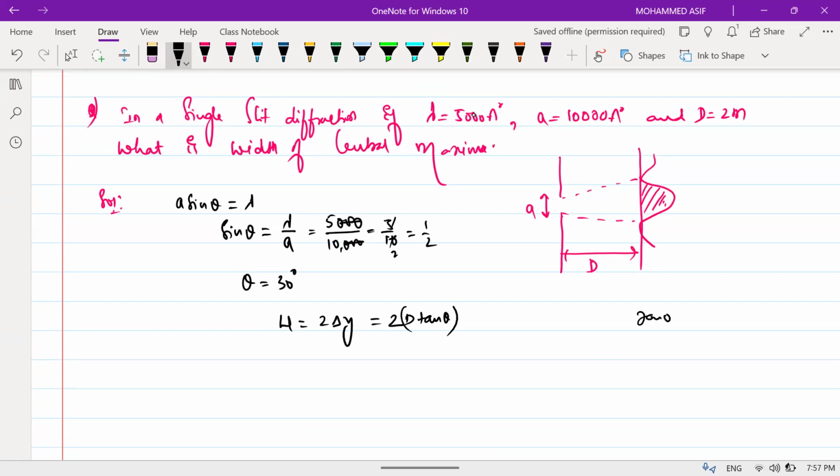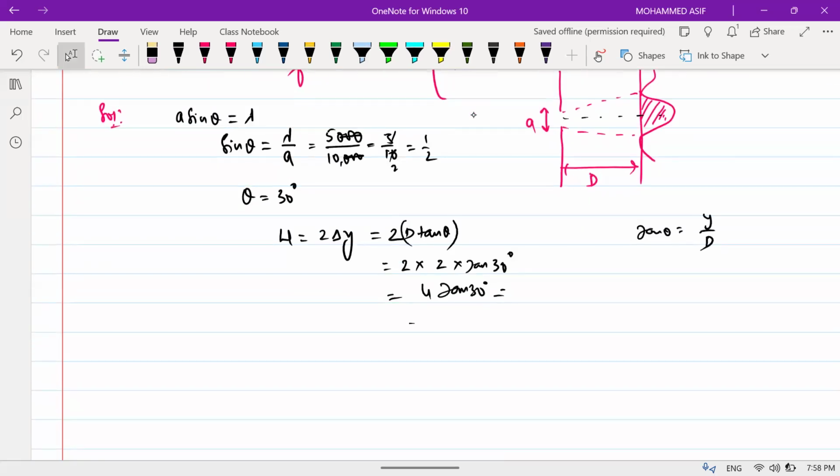Because tan theta is equal to y divided by D, so y is equal to D into tan theta. The width will be 2 times that. So this is 2 into capital D, which is given as 2 meters, into tan 30. So 2 into 2, 4 tan 30. See how much I'm getting.